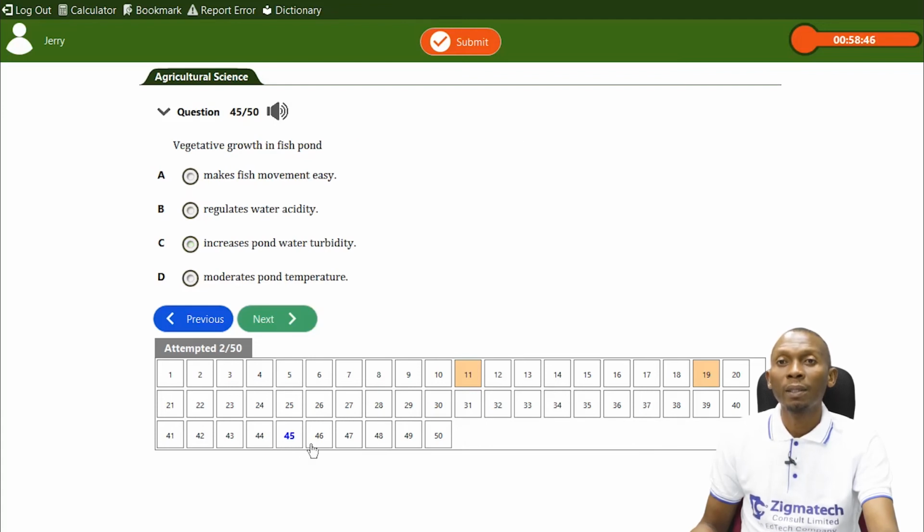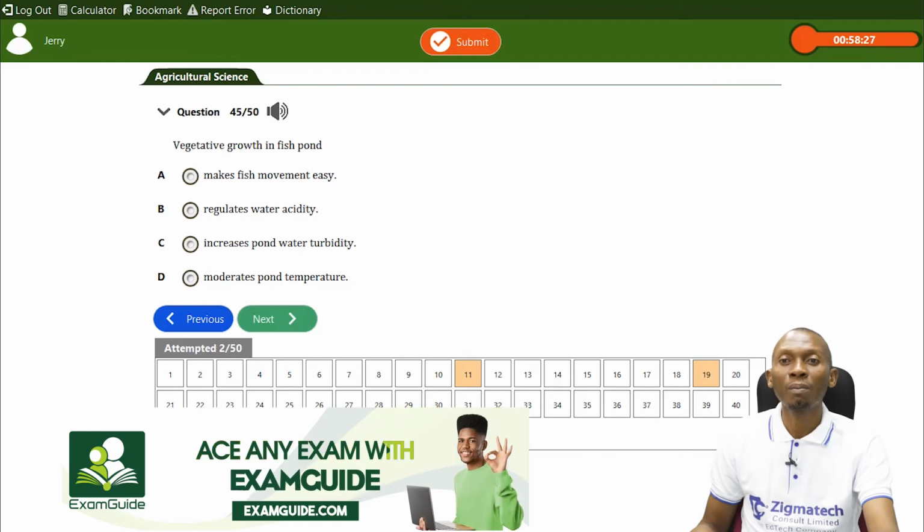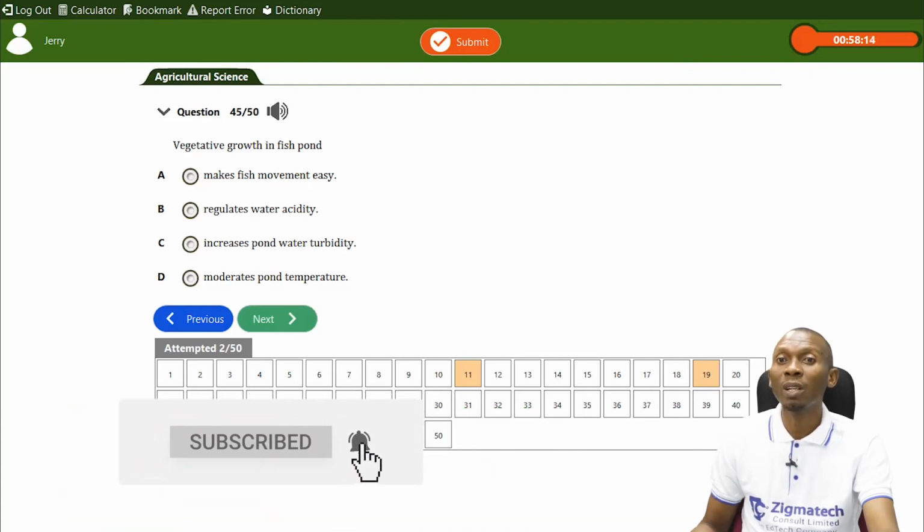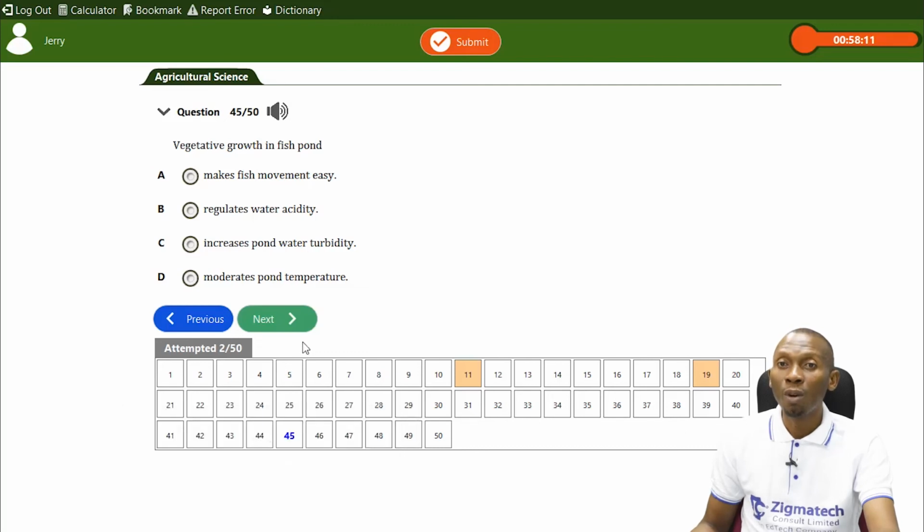We have another question to answer. And this question says, vegetative growth in a fish pond, A, makes fish movement easy, B, regulates water acidity, C, increases pond water turbidity, and D, moderates pond temperature. Remember when I was talking about in a fish pond, the interaction between the living components and the non-living components, I mentioned that the fish droppings and dung can help vegetation, which helps to control or moderate pond temperature. So the answer is C.